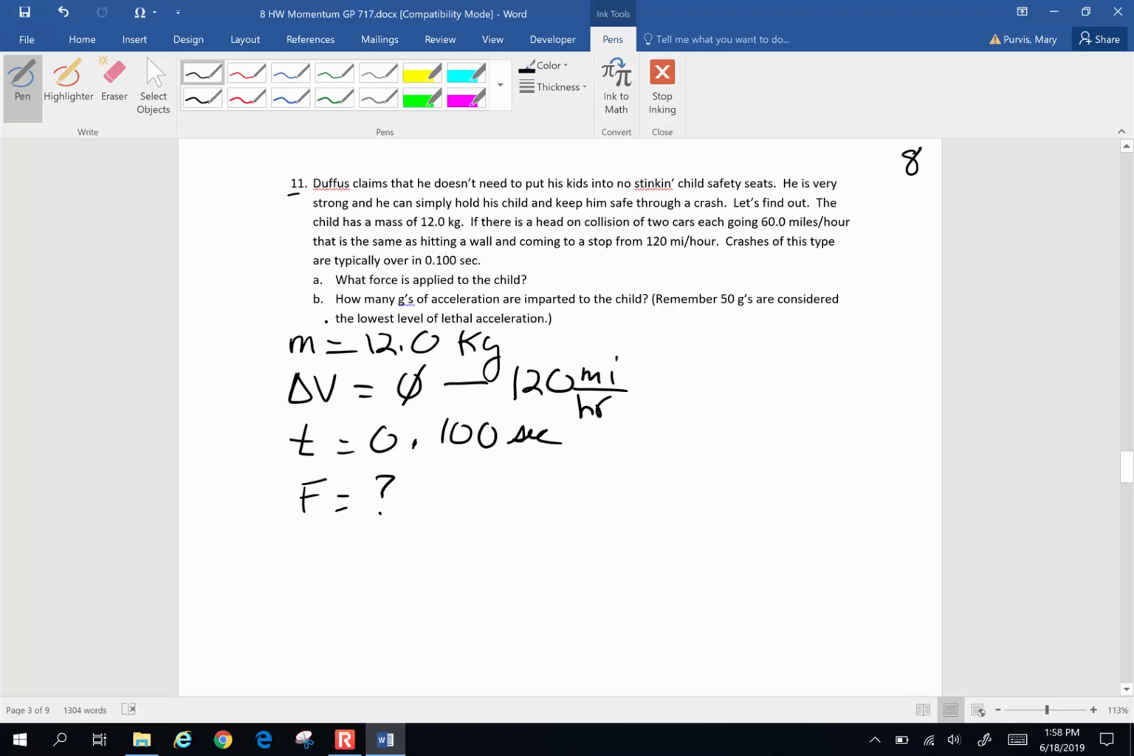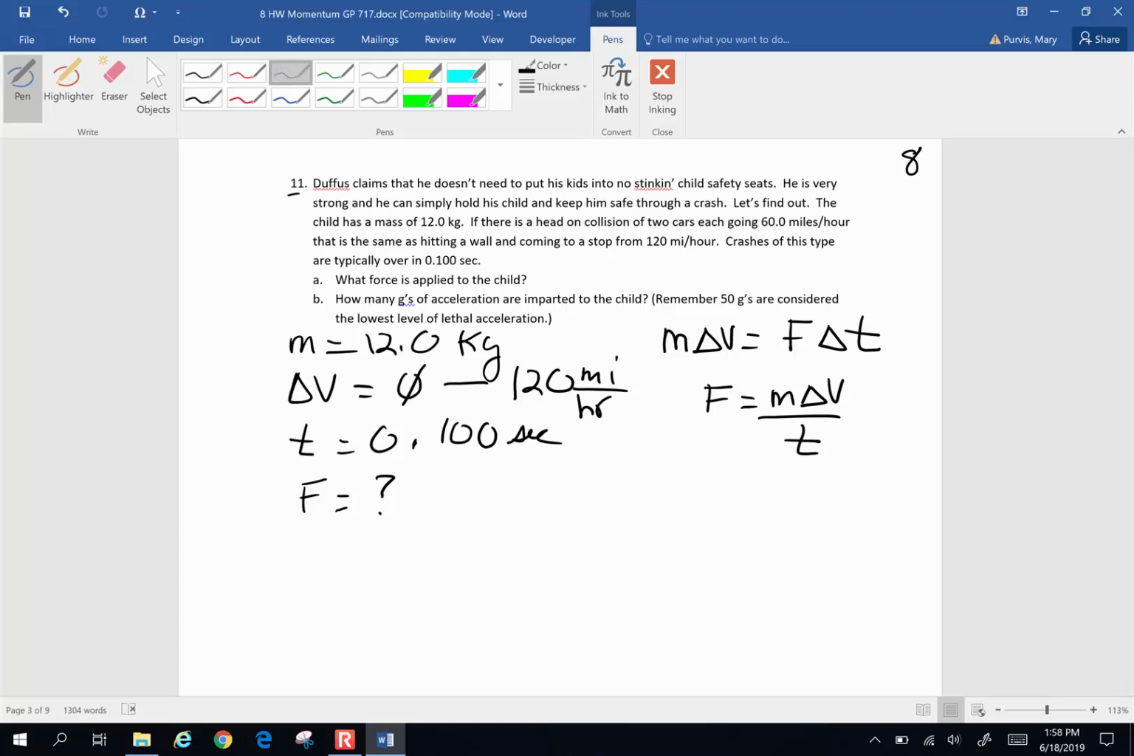Now, this is a really excellent situation for the momentum impulse theorem. Mass times change in velocity is force times change in time. When we're solving for force, it's going to be mass times change in velocity divided by time. We've got kilograms, we've got seconds, we've got miles per hour, and as you know, that's not going to be pretty. We're going to have to do some converting.